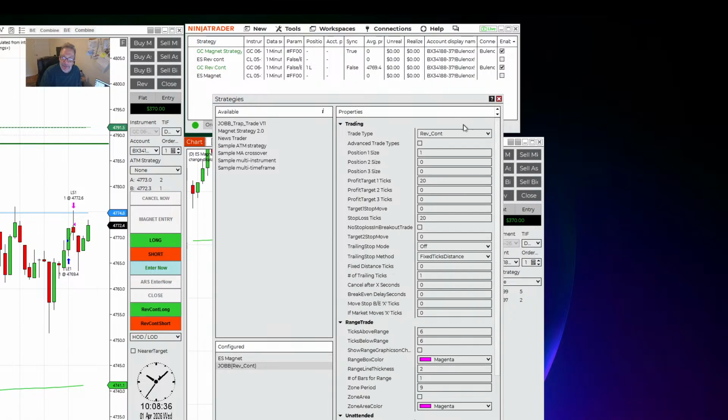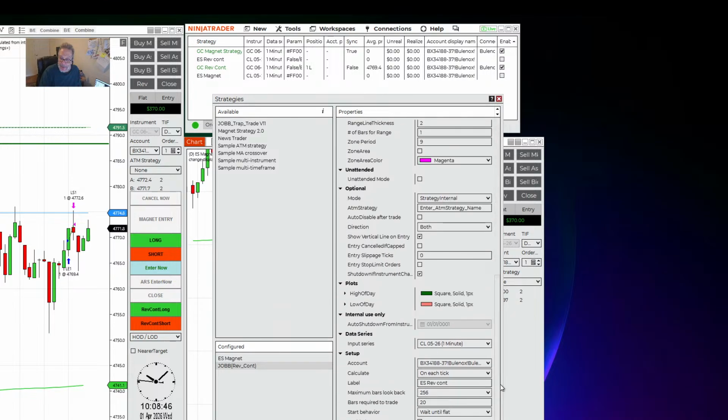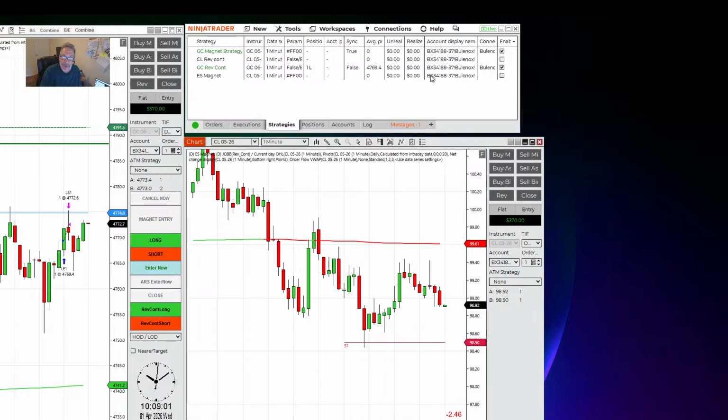We already have one set up. As a reminder, this is a 25 stop and a 25 target. This is the first time that Amazon's facilities in the Middle East have been attacked. And where are we going to trade oil? We'll keep account number 37 going, and we'll call it CL reverse continue. Okay? CL reverse continue. I'm not trading oil in a funded account because the oil report has not been very good.